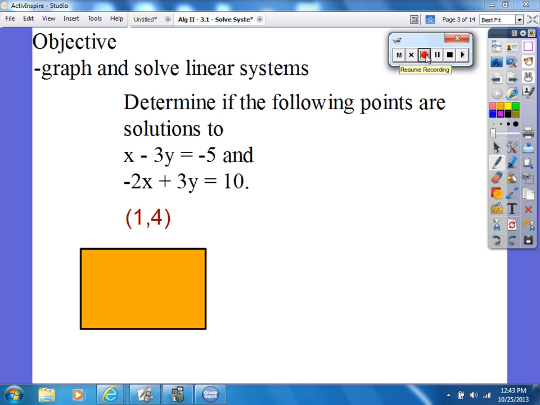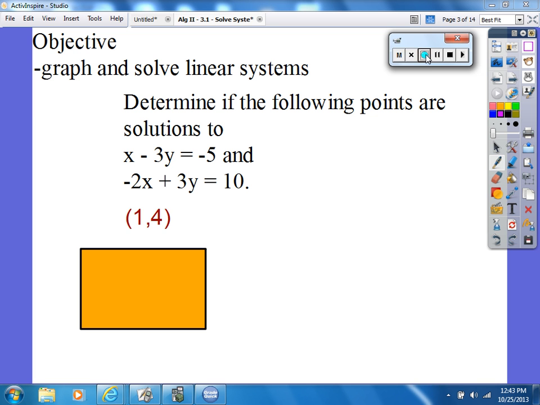Graph and solve linear systems. That means two lines together in some way. And we need to determine if the following points are solutions to. Now notice it says points because one is hiding underneath this lovely yellow box. Now, how do I figure out if (1, 4) is a solution to both of these equations?